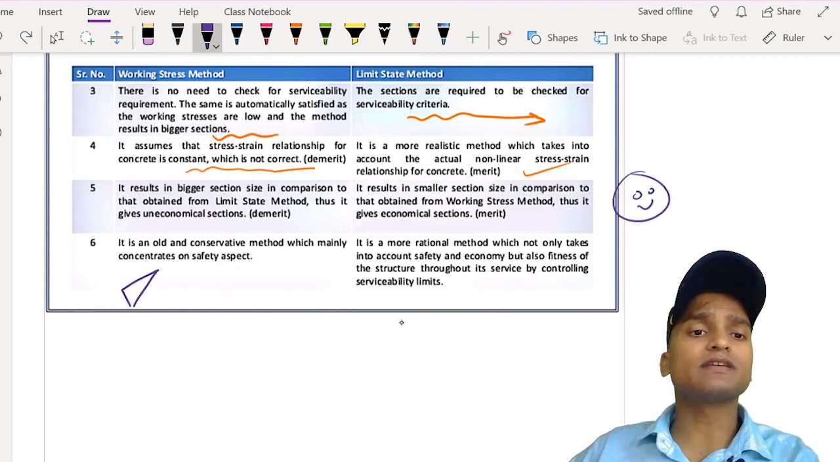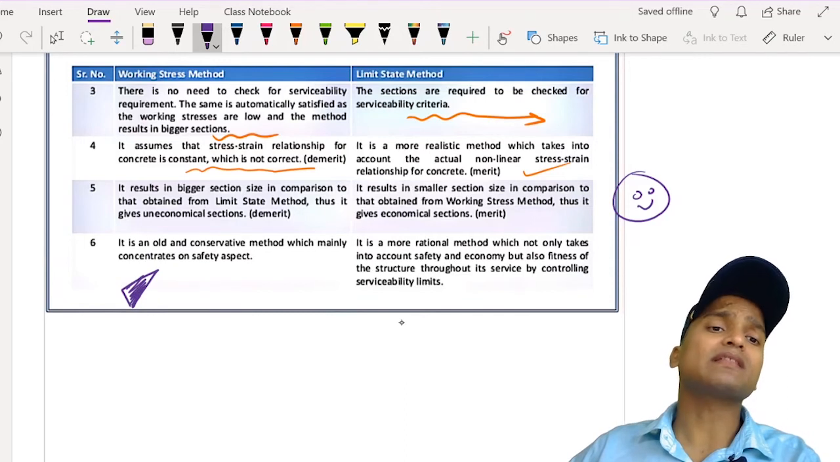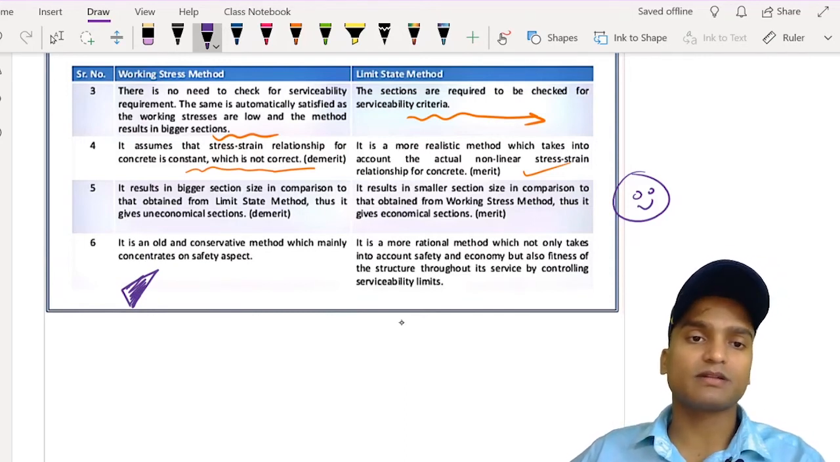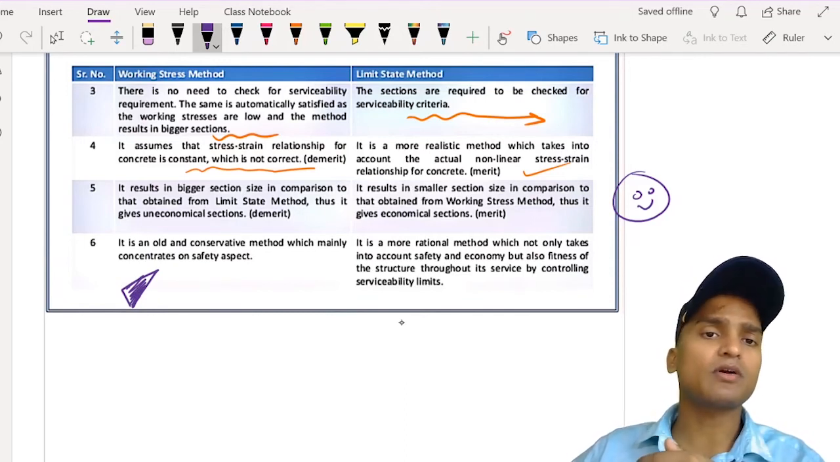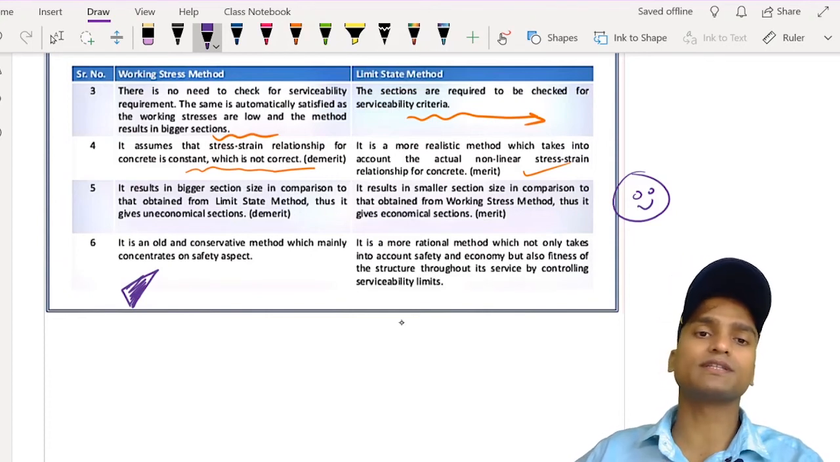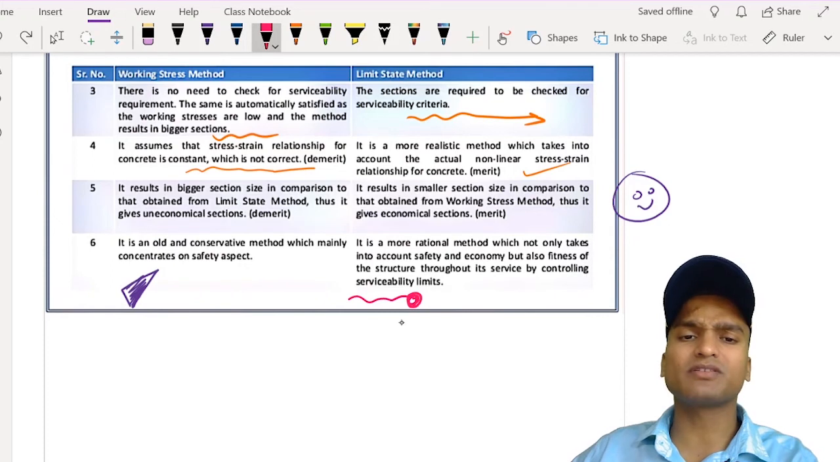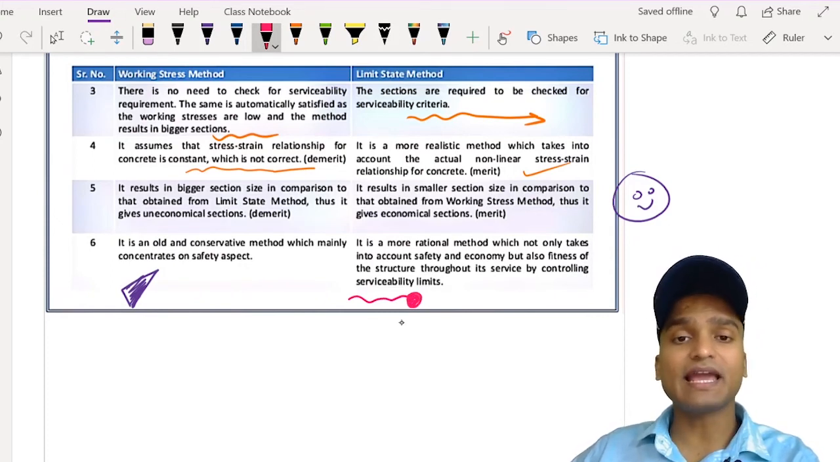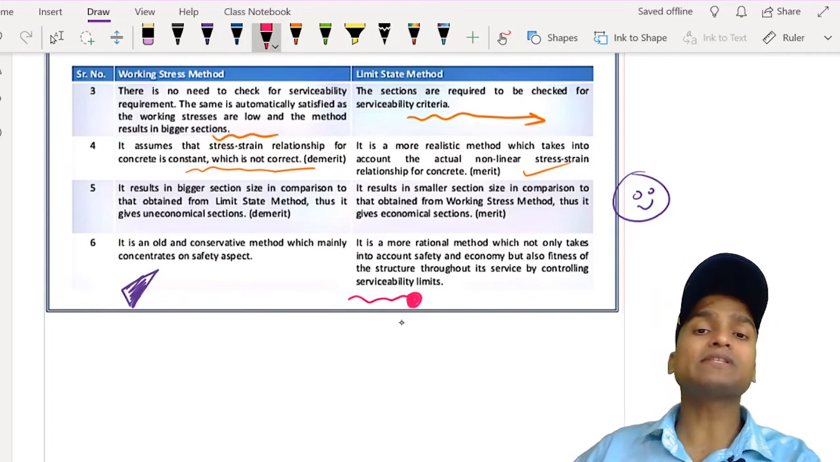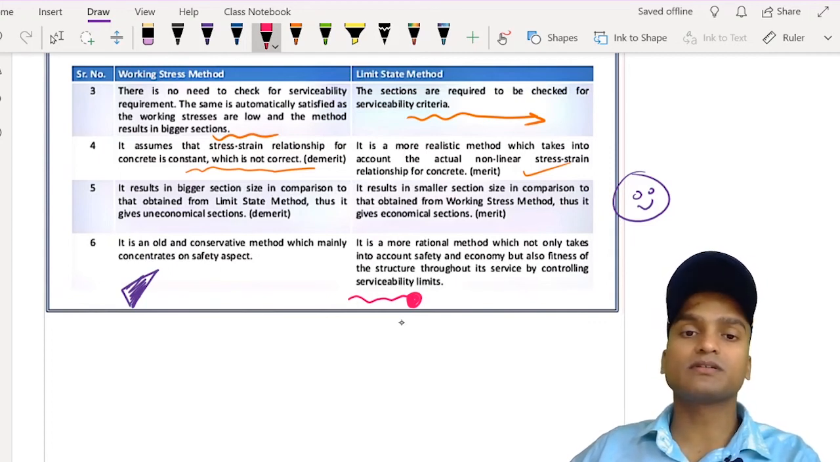And the last point says it's an old and conservative method which mainly concentrates on safety aspect, and serviceability is automatically satisfied due to over design. Whereas the limit state method is a more rational method which not only takes into account of safety and economy but also fitness of the structure throughout its service life by controlling the serviceability limits.